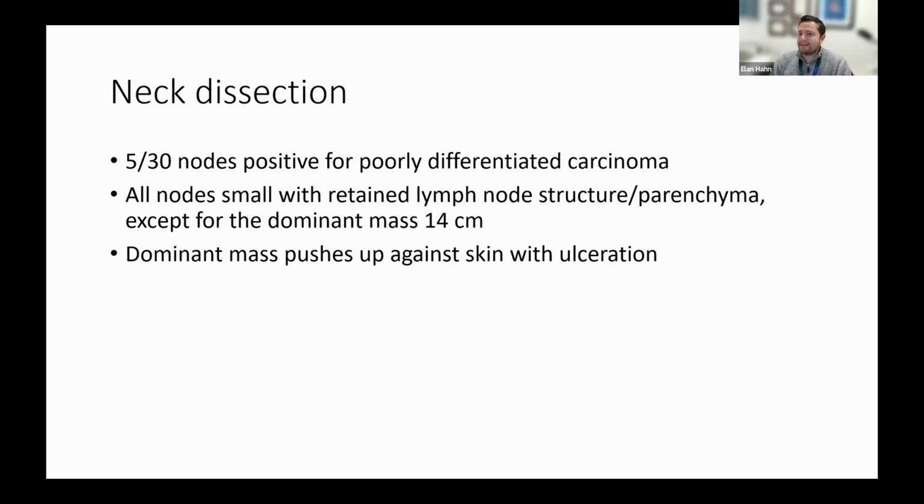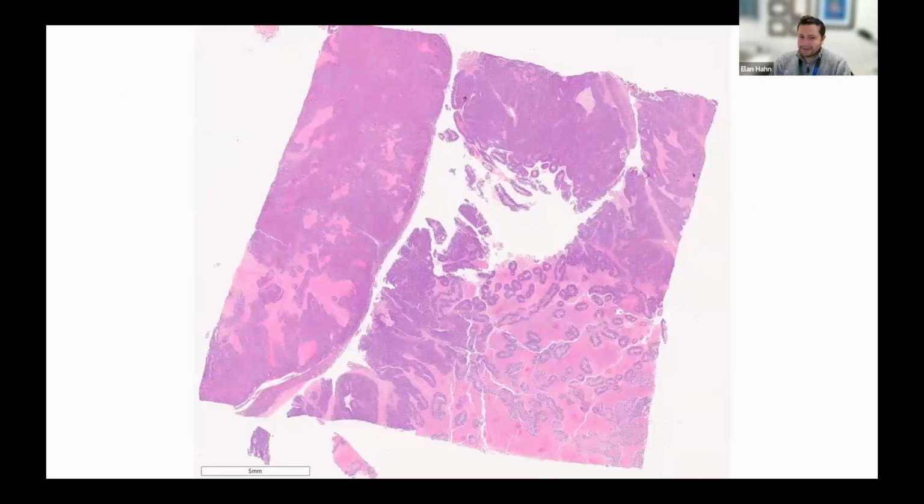So this patient went on to have a neck dissection. 5 out of 30 nodes were positive for poorly differentiated carcinoma. All of the involved nodes were small, and they were very clearly nodes because they had lymph node structure and parenchyma, except for the dominant mass, which must have totally obliterated the lymph node structure, and it pushed up against the skin with ulceration. This is what it looked like.